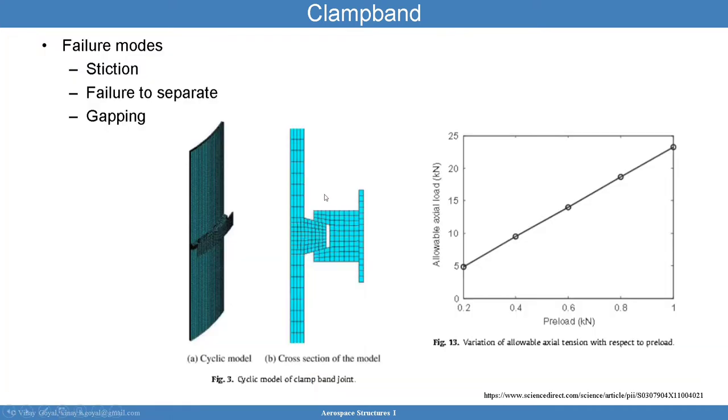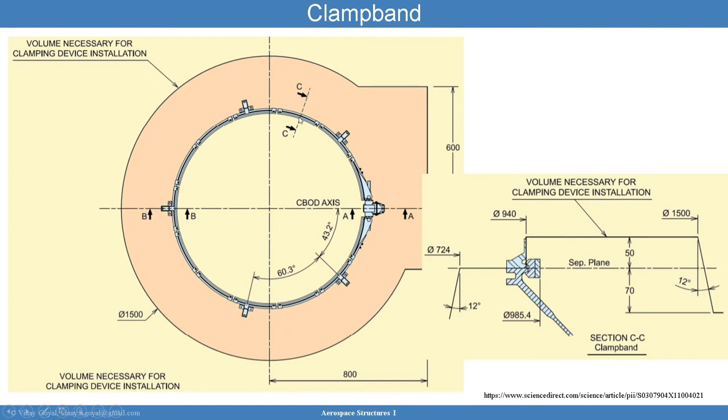Here's a side view. If I were to cut this section here, cut CC, this is the way it looks. You have the payload side, the payload attached fitting, and then you have the band. And this plane here is a separation plane. When the clamp band comes apart, then the spacecraft gets released.